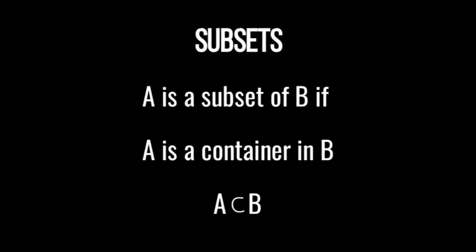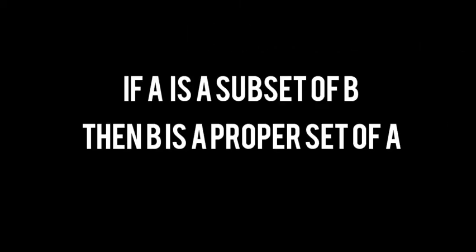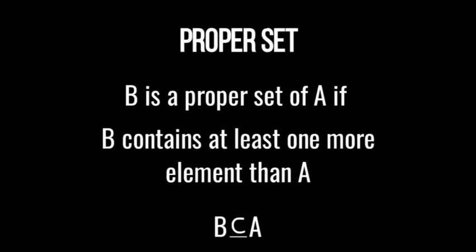Now let's look at proper sets. Proper set and subset are just inverted. So if we say this is my elder brother, definitely I am his younger brother. That is just how subset and proper set work. If we say A is a subset of B, then B is a proper set of A. A proper set is that set that contains at least one element more than the set we are describing.